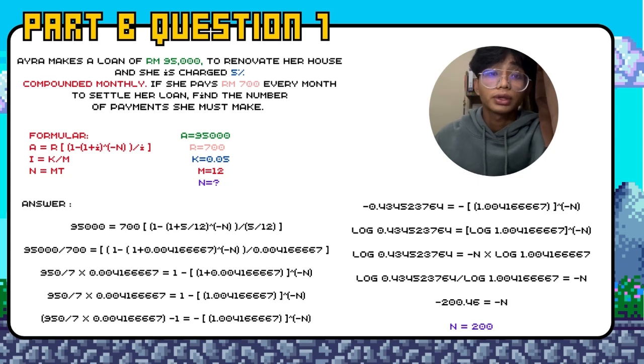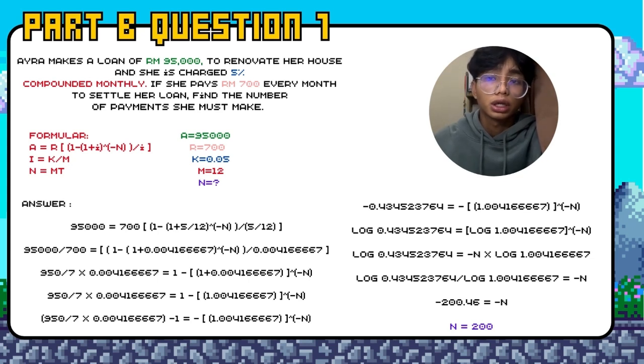0.004166667. Next, 95,000 divided by 700 equals, open bracket 1 minus, open bracket 1 plus 0.004166667, close bracket, power negative n, divided by 0.004166667, close bracket. Next, 950 divided by 7 multiplied by 0.004166667 equals 1 minus, open bracket 1 plus 0.004166667, close bracket, power negative n. Next, 950 divided by 7 multiplied by 0.004166667 equals 1 minus, open bracket 1.004166667, close bracket, power negative n.